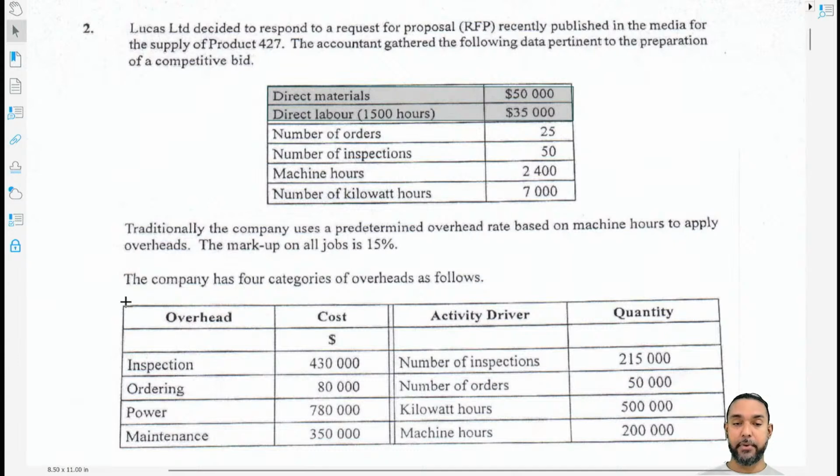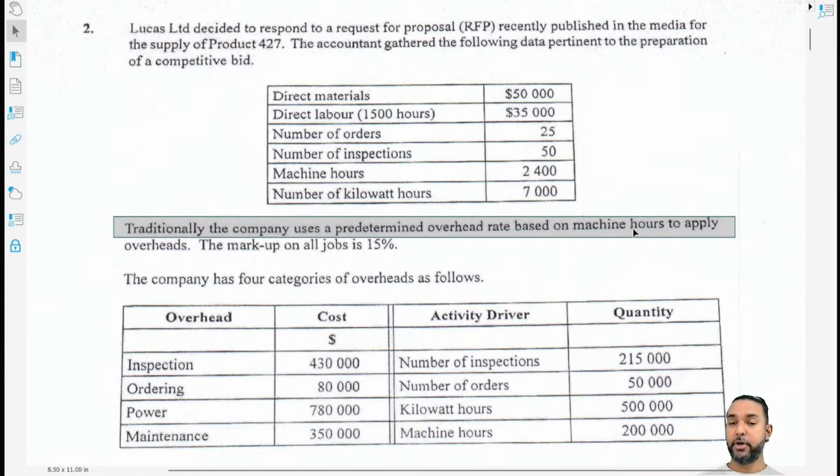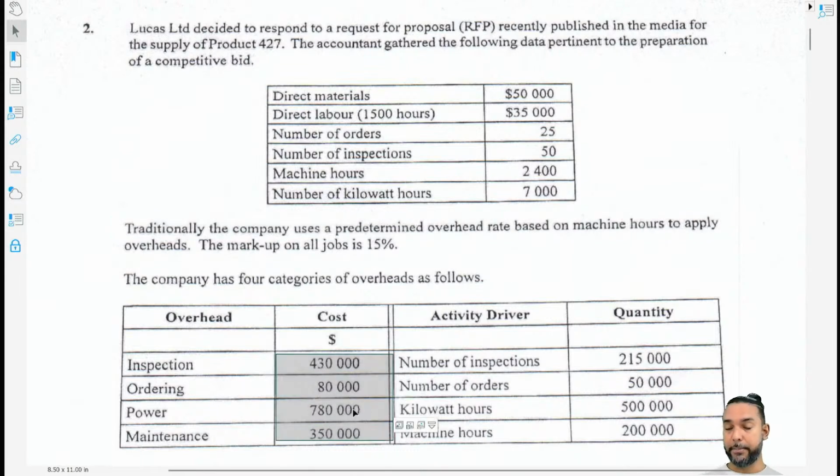As we could see down here, we have these overheads, these 4 items. You don't have to worry about this stuff across here. That'll come into play next week with activity-based costing, right? And they told us here that the company traditionally applies overheads on machine hours. So we have to find the total overhead cost by adding up all 4 items and then dividing by the identified basis or cost driver to find the overhead rate.